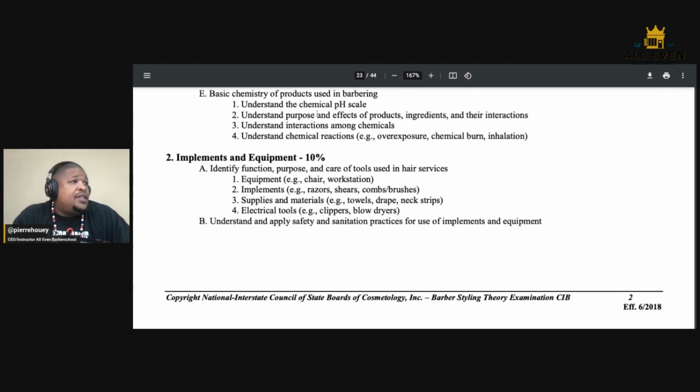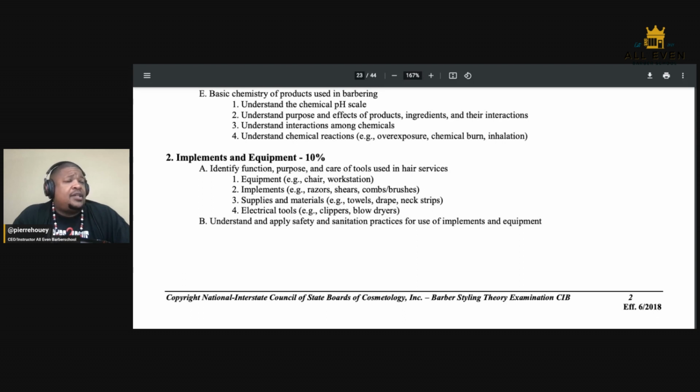2, understand purpose and effects of products, ingredients, and their interactions. 3, understand interactions among chemicals. 4, understand chemical reactions, as in overexposure, chemical burn, inhalation, things like that. All right. The chemical pH scale is pretty easy to go over. It's not hard to explain.